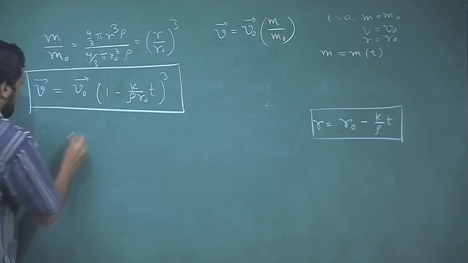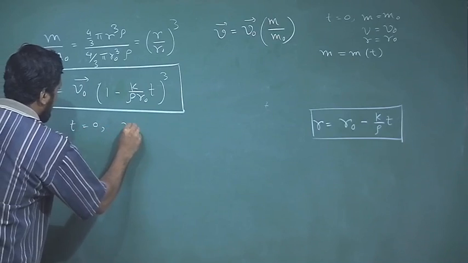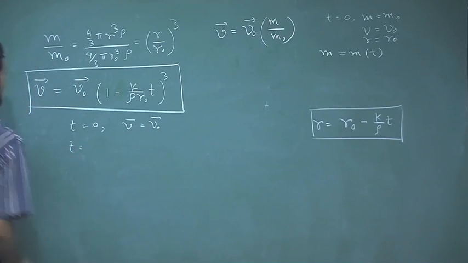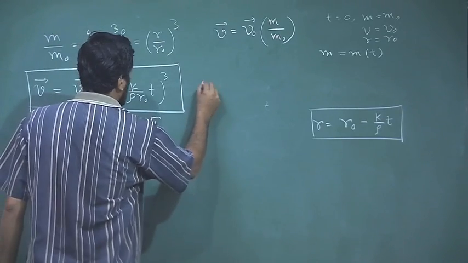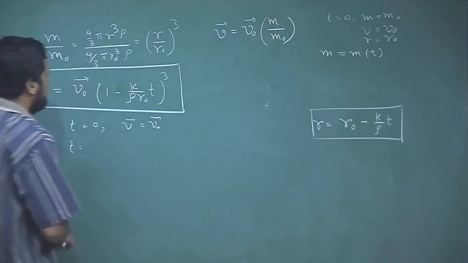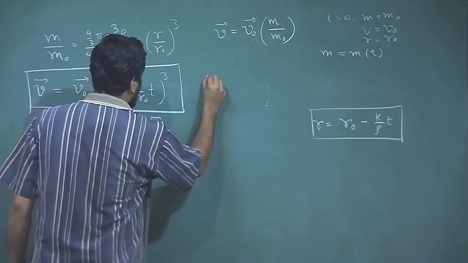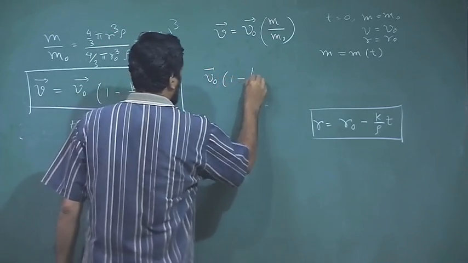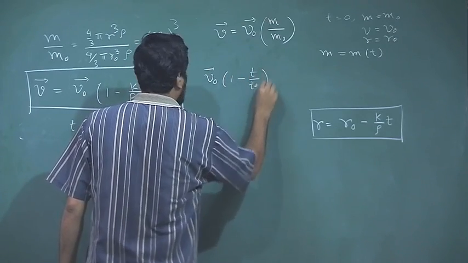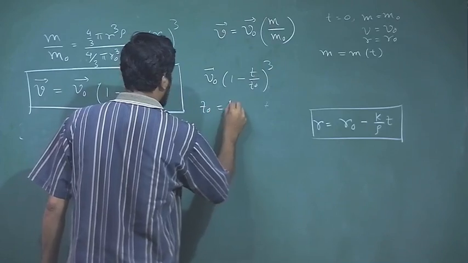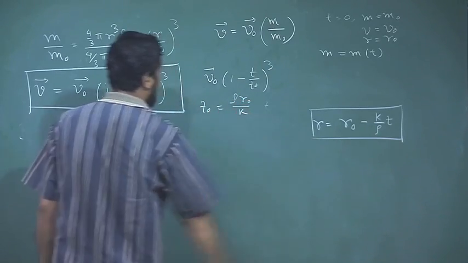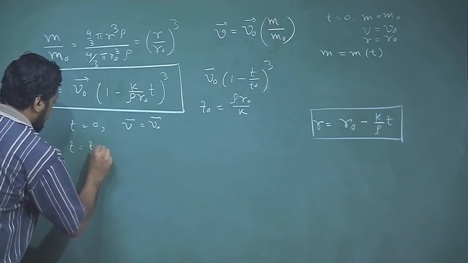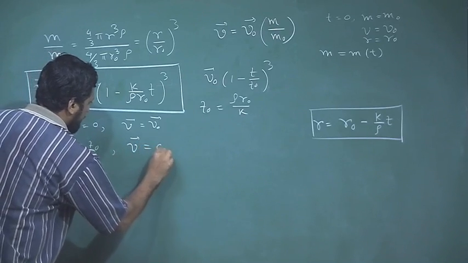Now, if we examine this expression, we put t equal to 0, we immediately get V equal to V0. Let us just write this as V0 times 1 minus t by t0 whole cubed, where t0 is rho r0 by k. Okay. So, if we have t equal to t0, then we immediately see that V becomes 0.